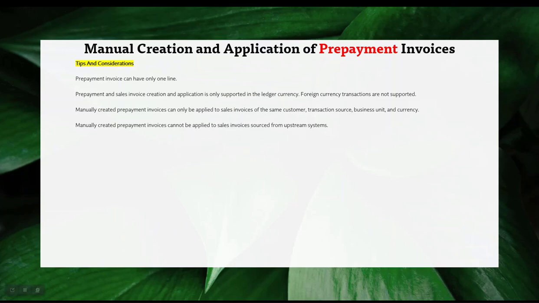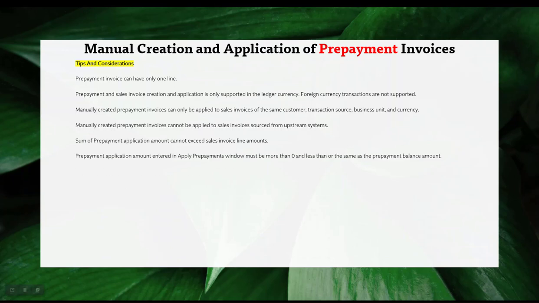A manually created prepayment invoice cannot be applied to a sales invoice sourced from an upstream system, if you have an upstream system. The sum of prepayment application amounts cannot exceed the sales invoice line amount. The prepayment application amount entered in the apply prepayment window must be more than 0 and less than or the same as the prepayment balance amount. Other transaction activities including disputes, adjustments, prepayment invoices and sales invoices with prepayment lines are not supported using SOP or REST API service.